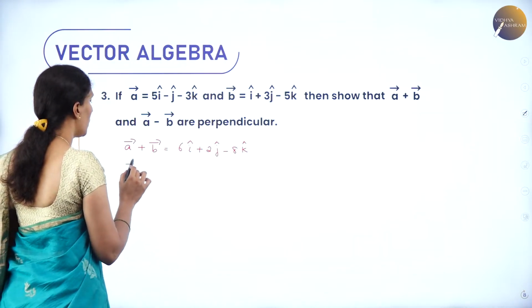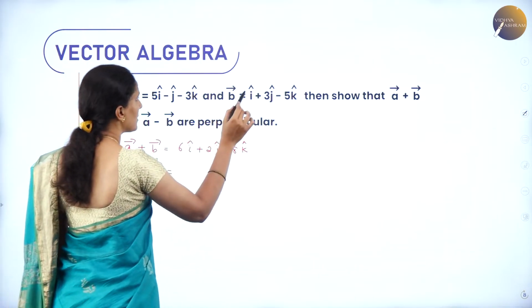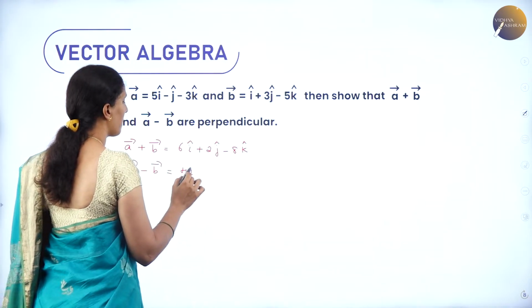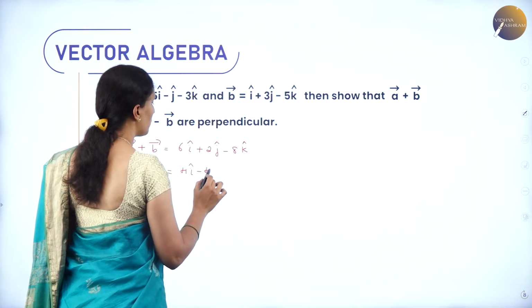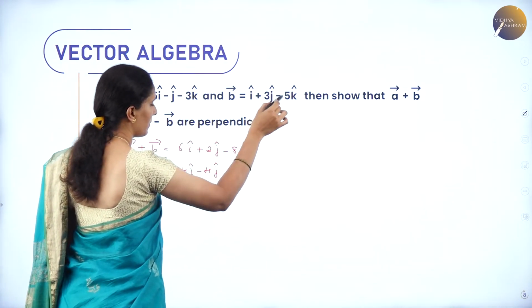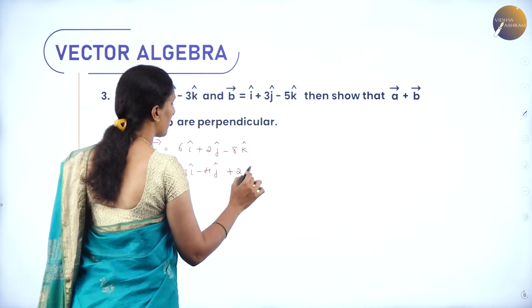Next, we will take vector A minus vector B. So, A minus B means 5 minus 1, which is 4i, minus 1 minus 3, minus 4j, minus 3 plus 5k, because when you change the sign it becomes plus 5, so it is plus 2k.